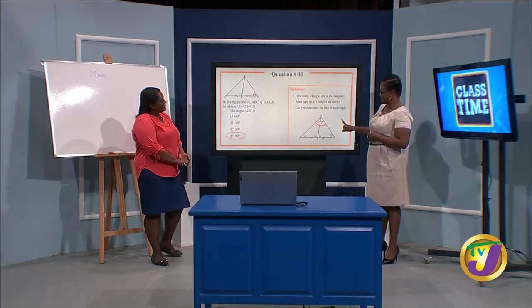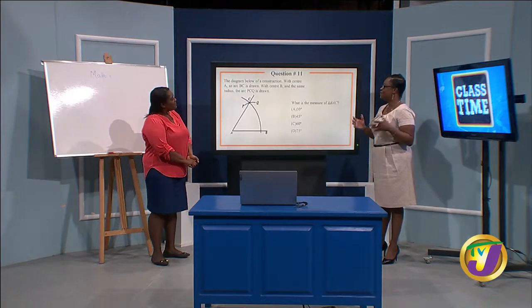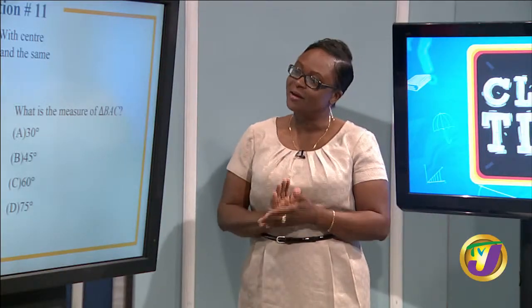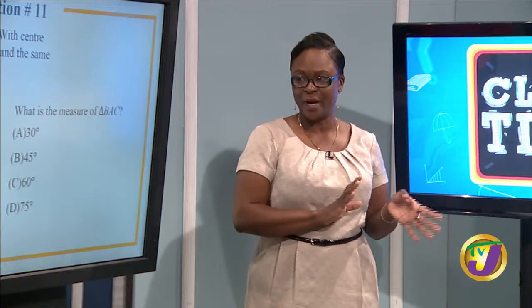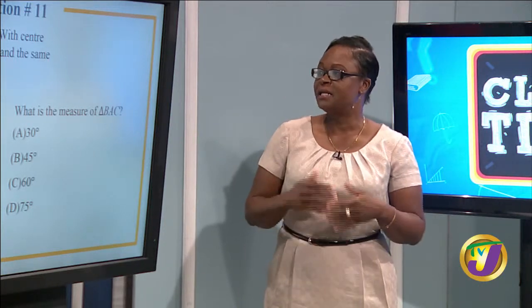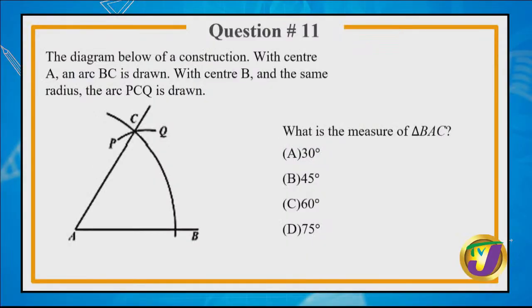Let's continue. So here we have another question. It's a little different from what we would have done before. The diagram below is of a construction with center A and arc BC shown.